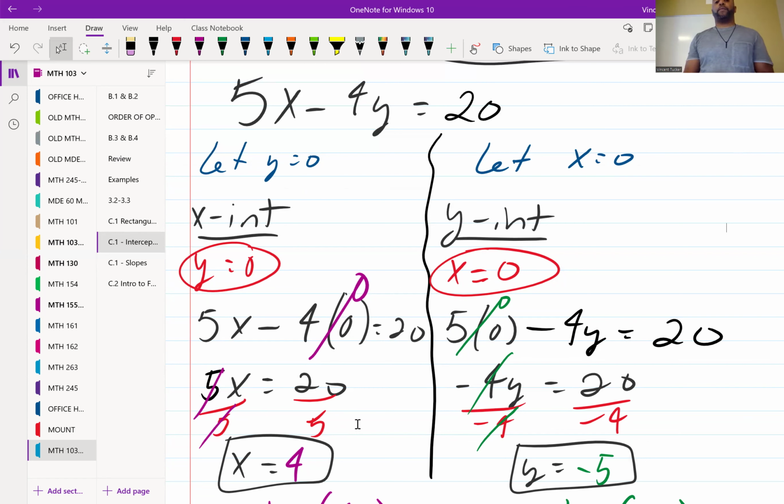All right, next one. Find your y-intercept by letting x be equal to 0. 5 times 0 is 0, so that leaves me with negative 4y. Be careful here. Make sure you don't lose that minus sign sitting in front of the 4. Sometimes people do that, so be careful. So we're left with negative 4y equal to 20. Divide both sides by negative 4, and y is equal to negative 5.